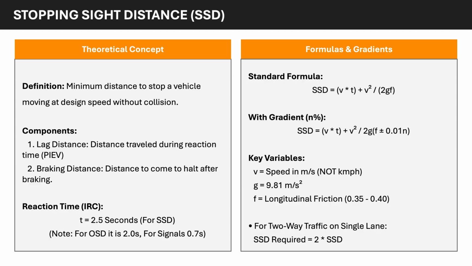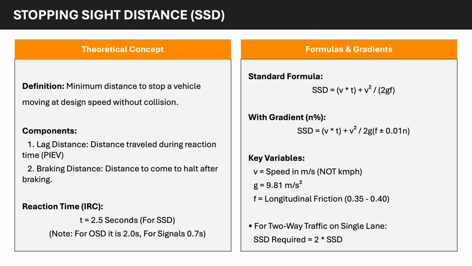This is the absolute minimum distance required to stop safely. Look at the formula on the right. It is velocity times time plus velocity square divided by 2 times gravity times friction. The most common mistake students make is units. Velocity here must be in meters per second. Do not use kilometers per hour directly.